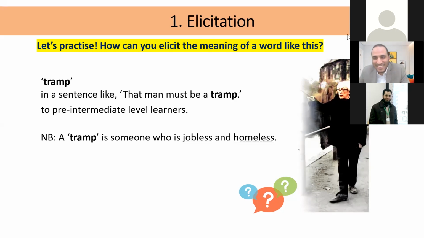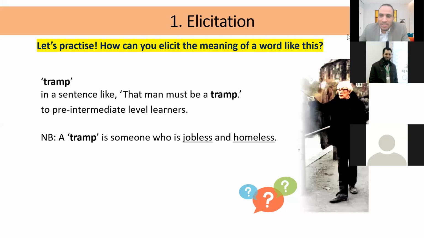Good job. What do you think, Mr. Saeed? Well done. This is what I did actually. I said, okay, guys, do you think this man has a job? No. Do you think this man has a home? No. So what do we call someone who doesn't have a home? Homeless. What do we call someone who doesn't have a job? Jobless. So if someone is jobless and homeless, this person is a tramp. So they will never forget this word.